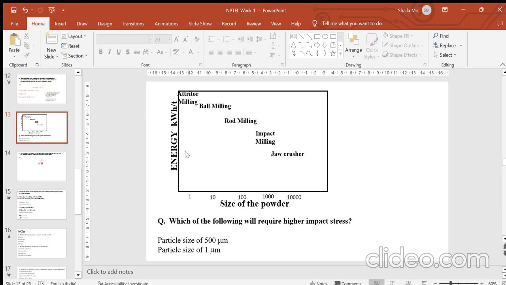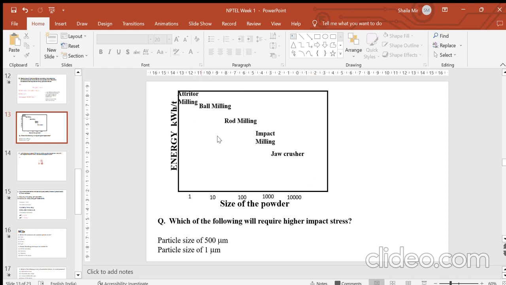So based on this, what do you understand? You understand that there is a significant relationship between the energy required and the crushing of the powder. Simply, if you have a smaller particle size, you have a high amount of energy requirement. The graph will go like this, from top to bottom. If you have a coarser particle size, the energy requirement will be less. Then how are we classifying different types of mills?